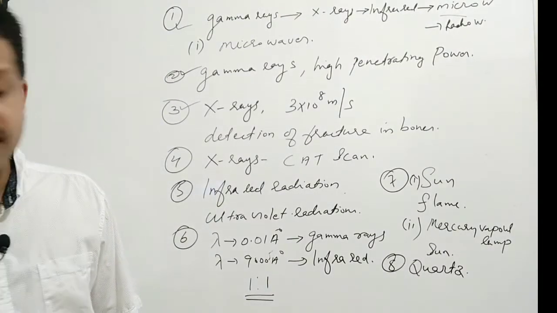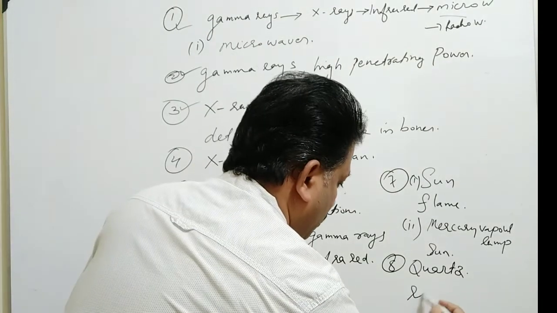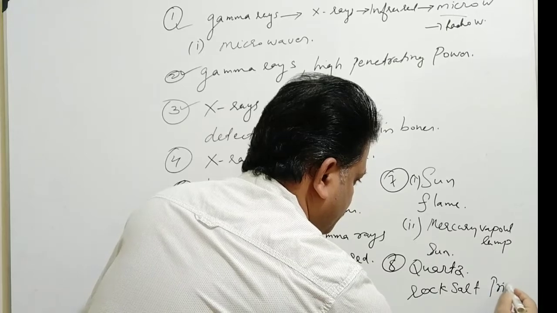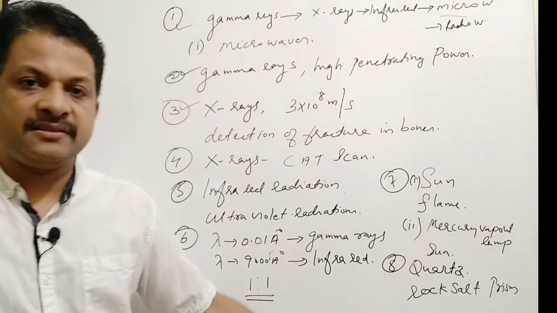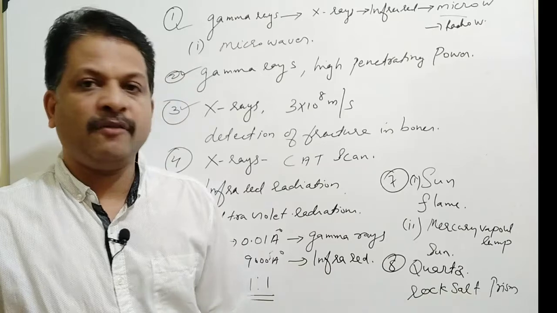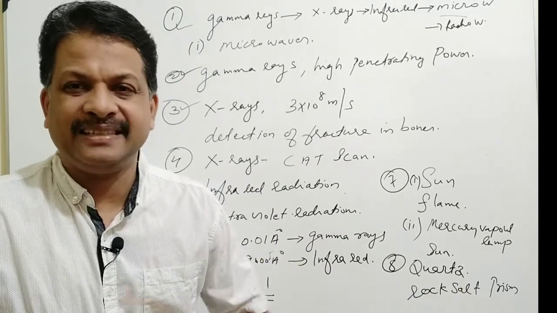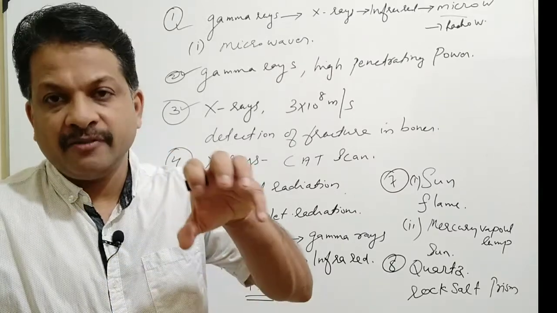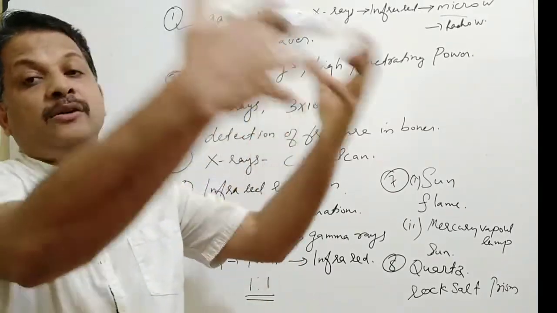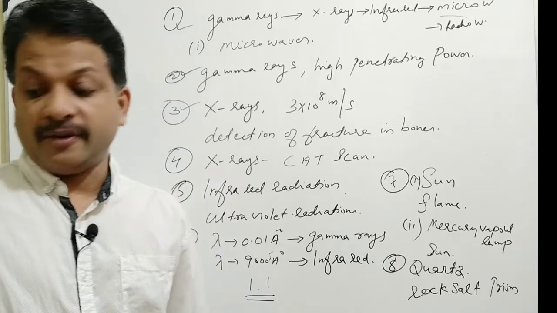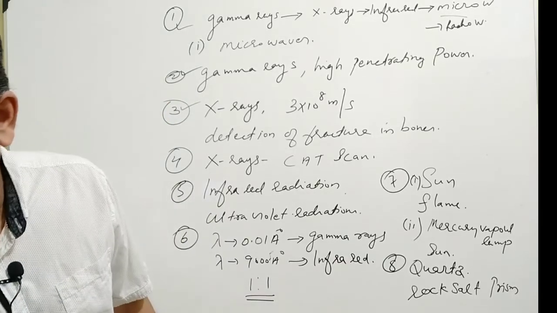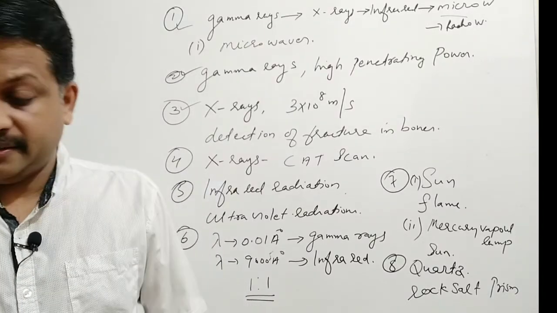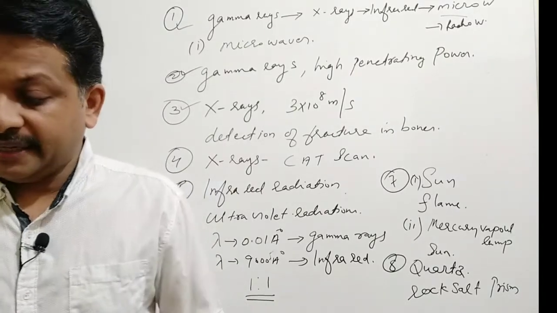And infrared radiations are produced by rock salt prism. So infrared radiations are produced by a prism made up of rock salt, because rock salt doesn't absorb infrared radiation. If you use glass, infrared radiation will be absorbed by the glass and it will not go out. We will not get the spectrum of infrared light. Okay, clear? Now some give reasons, scientific reasons based on certain facts.